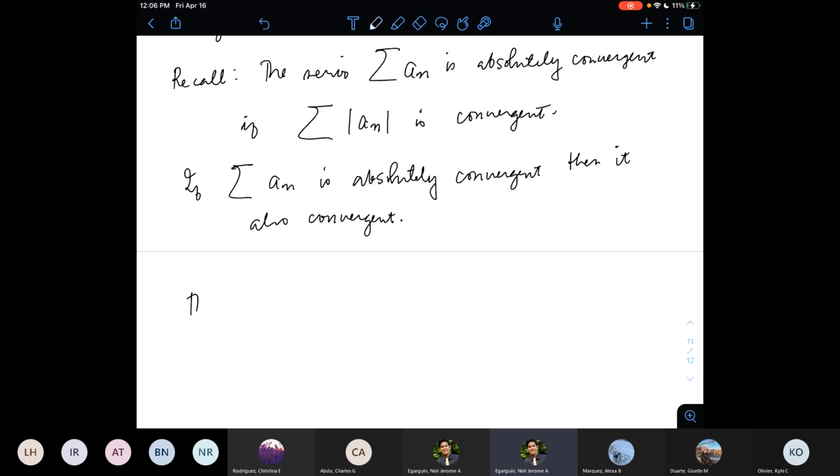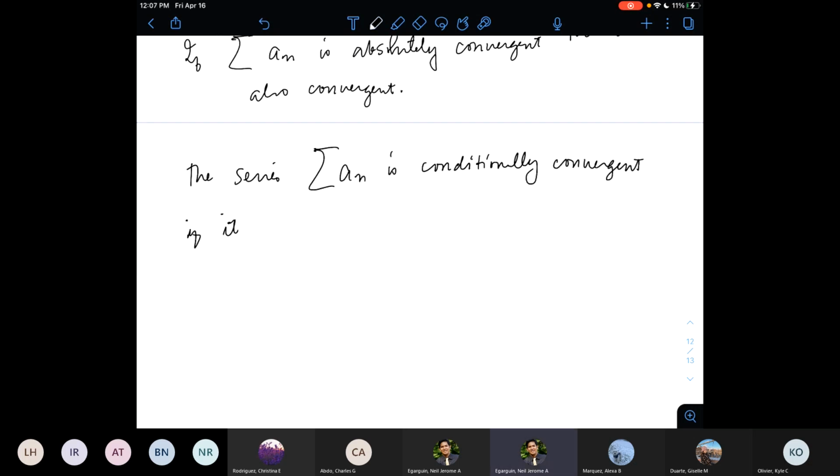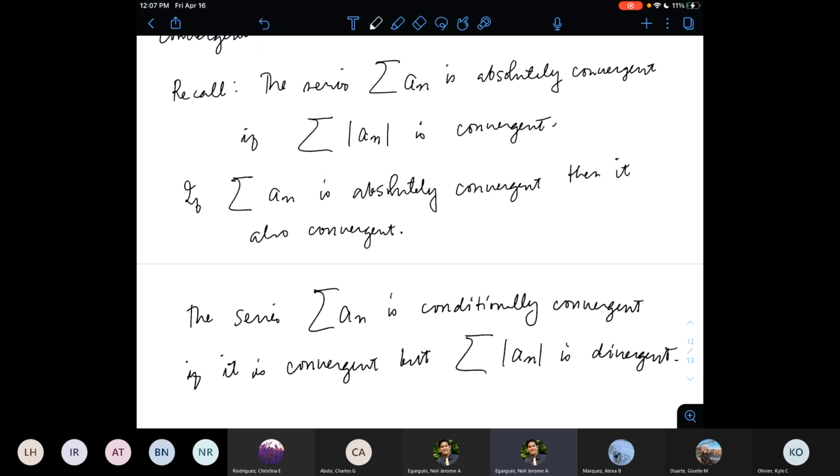Now, the series sum of a_n is conditionally convergent if it is convergent, but the absolute value series is divergent. So if your given series is convergent, but the series with the absolute values is divergent, then we call this series conditionally convergent.